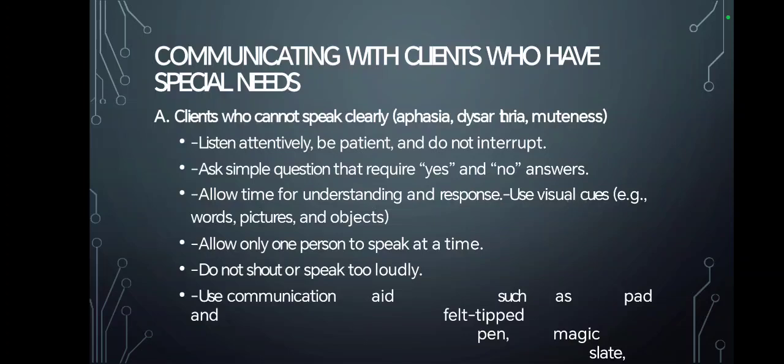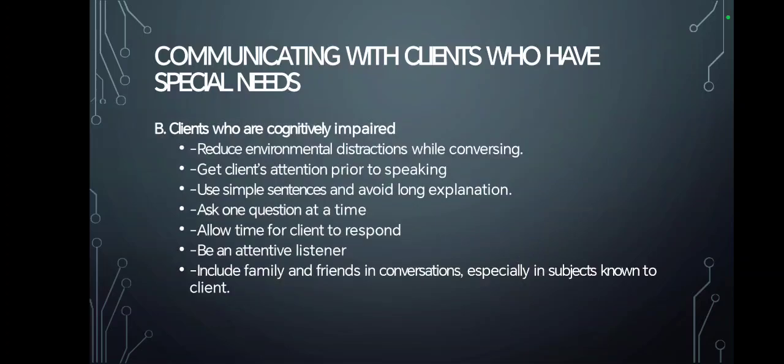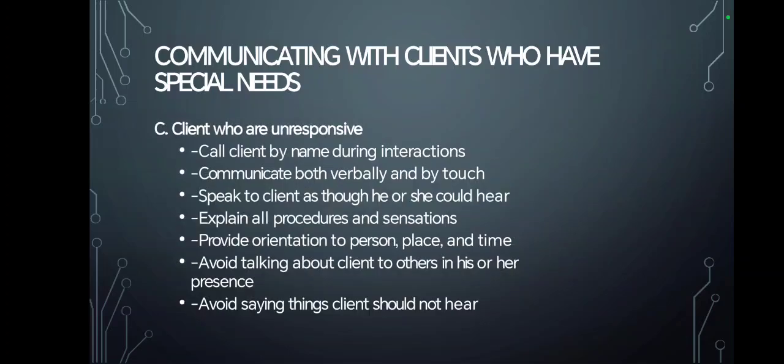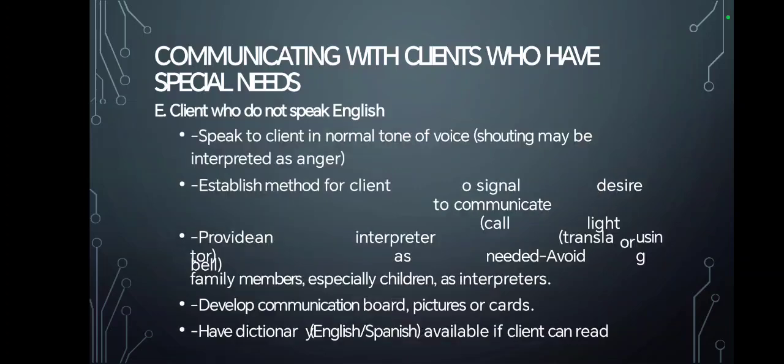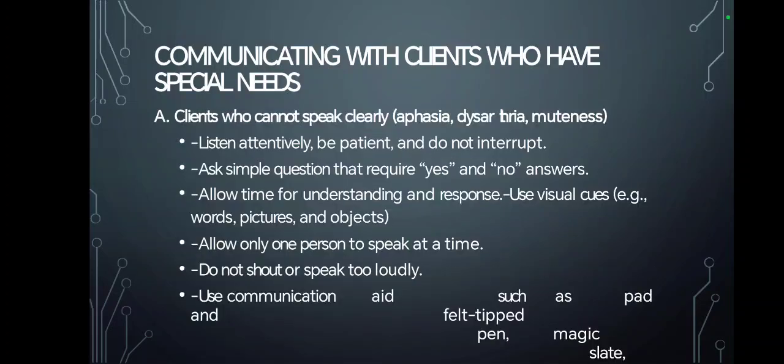Now let's talk about how we communicate with clients who have special needs. When we say special needs, this may include clients who cannot speak clearly, which means they have aphasia, dysarthria, or muteness, clients who are cognitively impaired, clients who are unresponsive, and communicating with hearing impaired clients. Another is a client who does not speak English. So let's identify these one by one.